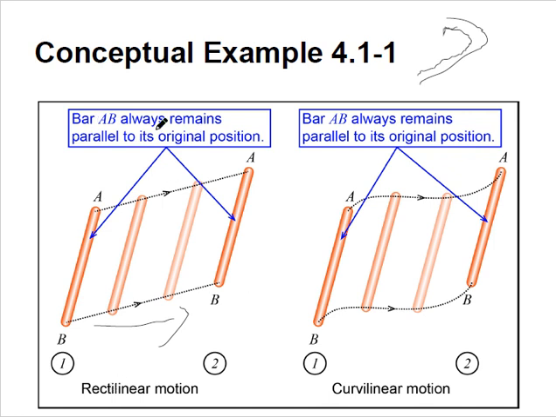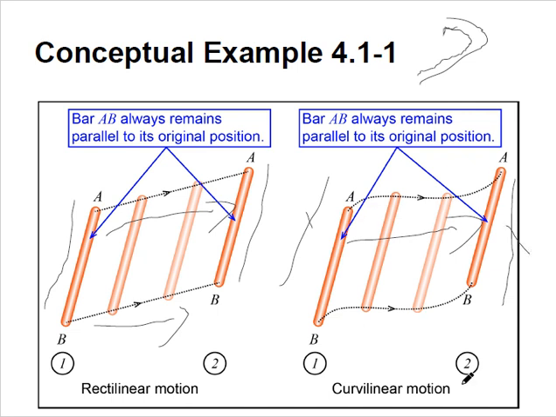So your bar AB always remains parallel to its original position. Meaning parallel is not this and this. Parallel means that and this, by the way. Your rigid body remains the same because it's translated, whether on a straight path or a curved path. It got translated because this rigid body stays parallel to itself. This is parallel, not this. Make sure you know what you're looking at.